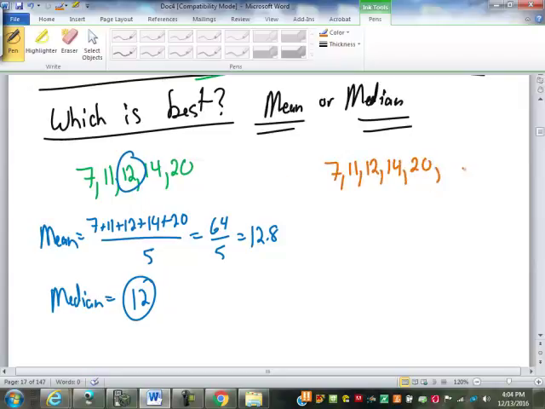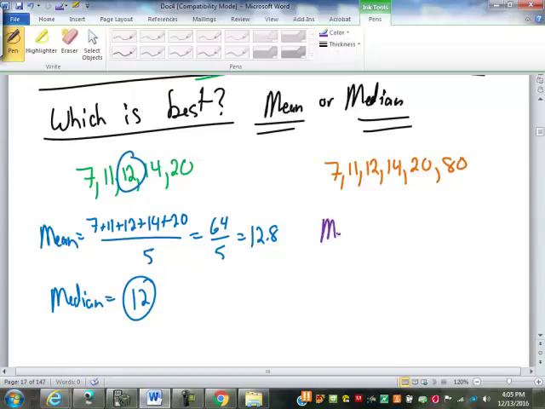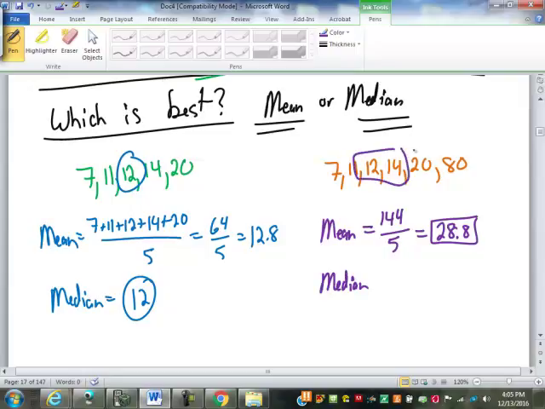I'm going to do another list of numbers over here. Now you can see the first 5 are the same. The next one is going to be a little larger. So for the mean, now I'm going to add them up, and it's going to be 144 divided by 5, which is 28.8 for my mean. My median now is going to be between the third and fourth number in the list. So that'd be 12 plus 14 divided by 2 is 13.